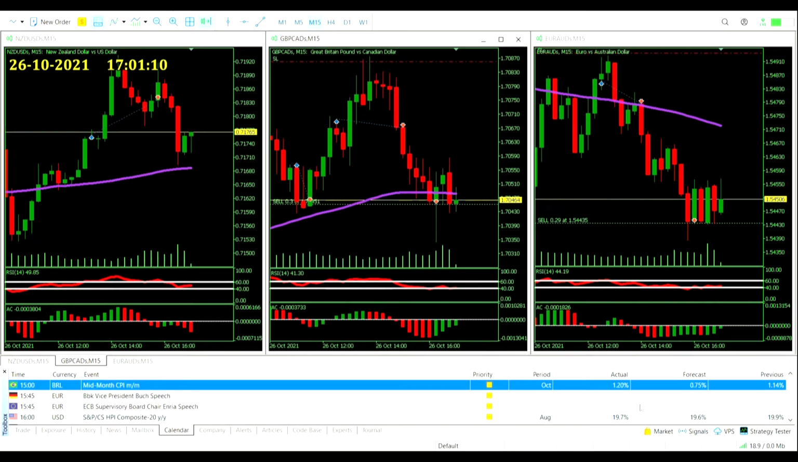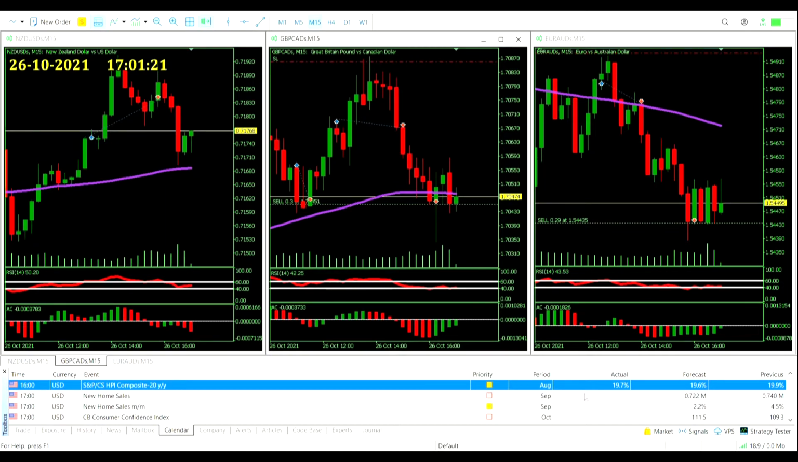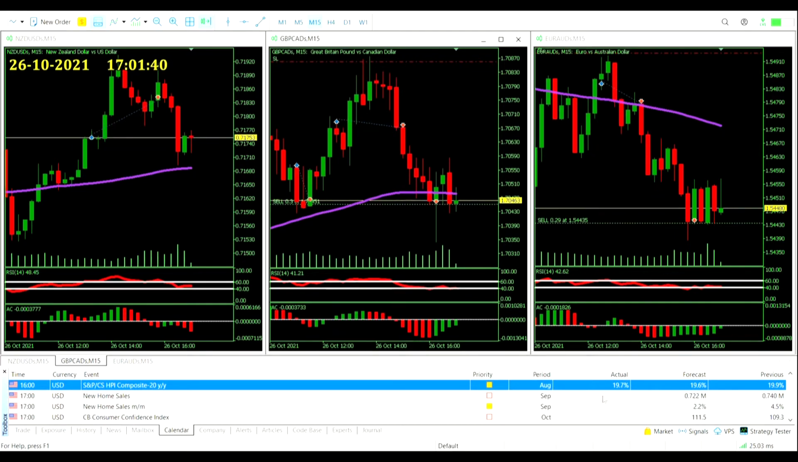4 o'clock, that house price index composite 20 year on year. It's pretty much as forecast, 19.7% versus 19.6% the forecast and 19.9% previous. These are, well, yeah, they're good figures for anyone that owns a house, obviously. Pretty poor figures for all the young folk out there that want to get on the market. Seeing these kind of rises is very disappointing for people like that. Unless, of course, your wages went up by that amount in the same year. Doesn't seem probable.